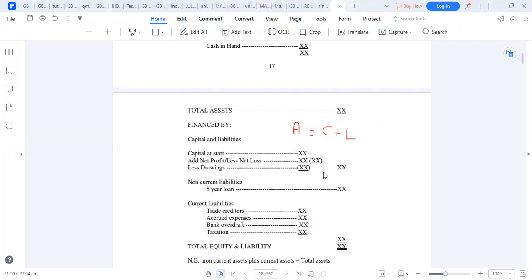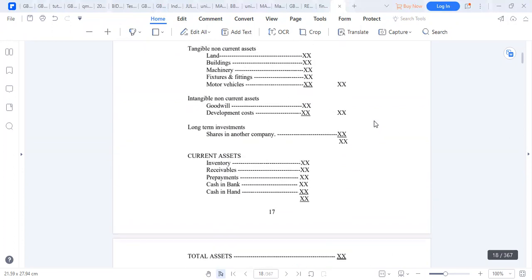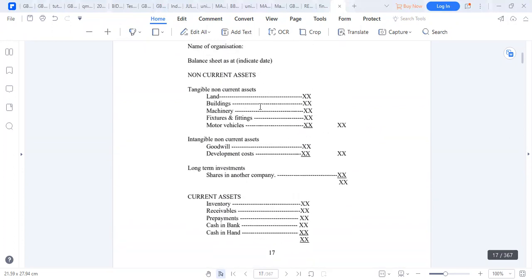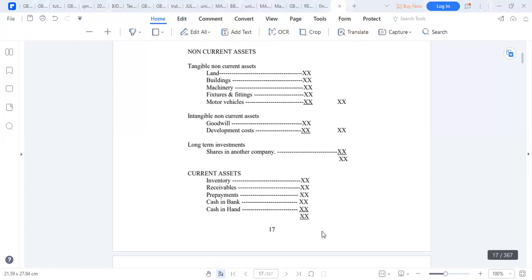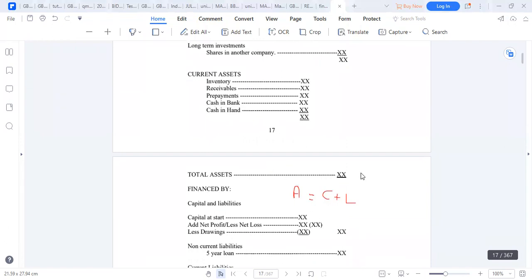Let's go back to the format maybe again for the balance sheet. We start with the fixed assets, which have the tangible and the intangible. We total them there. And also the long-term investments, if any, we have there. Then we go to the current assets, which have inventory, receivables, prepayments, cash in hand. Then we total these ones. So we have the total assets together. So we have our A already here.